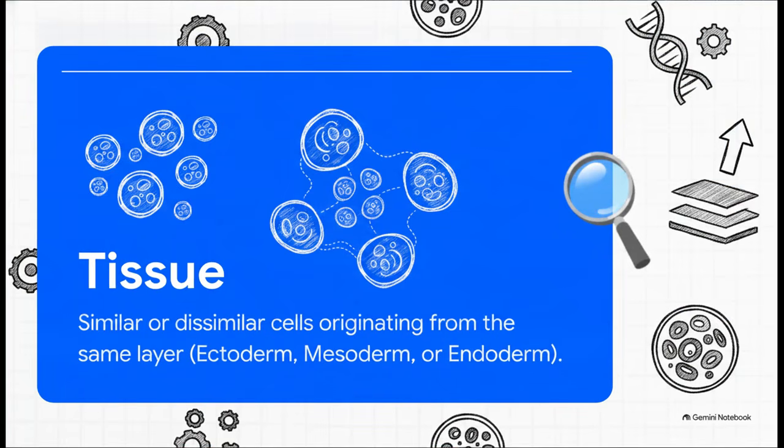So, what actually is a tissue? Well, at its core, it's basically a dedicated team of cells. And whether they look exactly identical or kind of different, they all originate from the exact same embryonic layer. We're talking about the ectoderm, mesoderm, or endoderm, which are really just the primary cell layers formed when you were a tiny embryo. Basically, they're born together to work together.